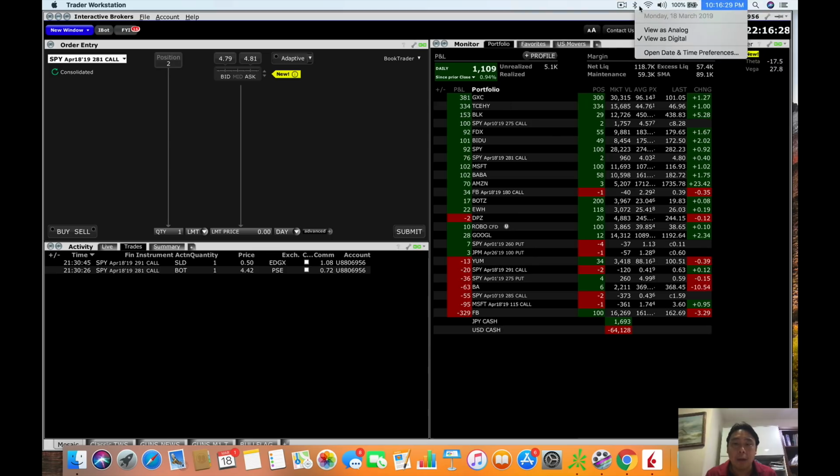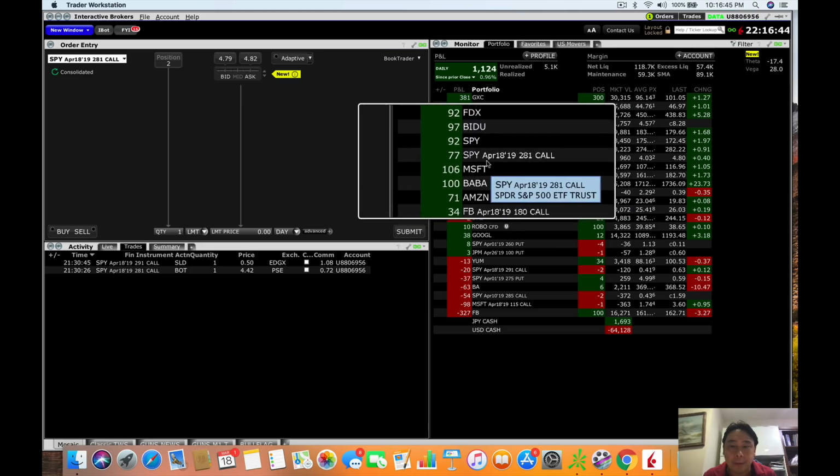All right. So you can see that this is the portfolio, and I already bought one spread last Friday. So I bought another spread, so I've got two spreads for that particular strike. So let's see where it is. Yeah, that's the one.